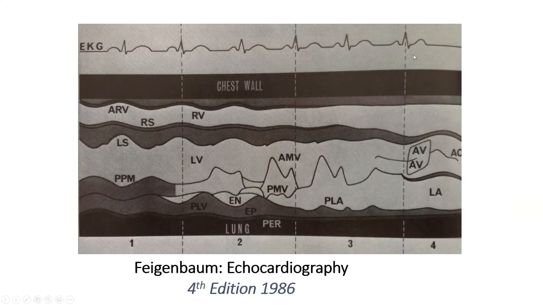And again, there was the electrocardiogram and there was a phonocardiogram. So clinicians at this juncture got very good at timing cardiac events with the auscultatory findings. For example, this would be where the A2 would be, where the aortic valve closed.